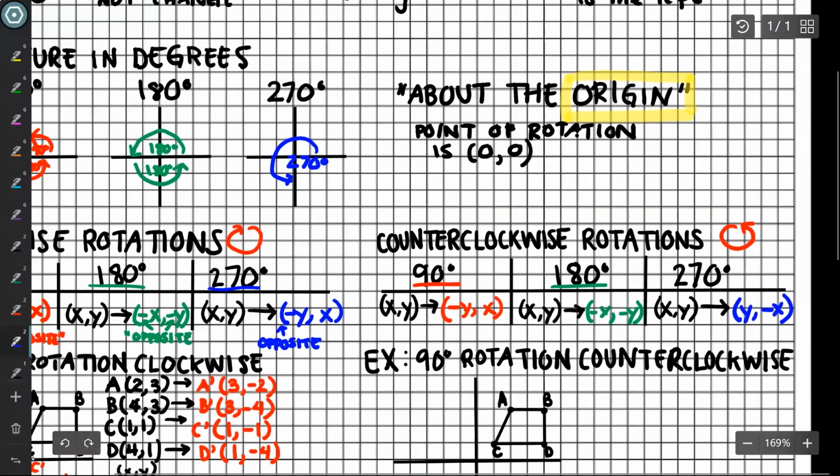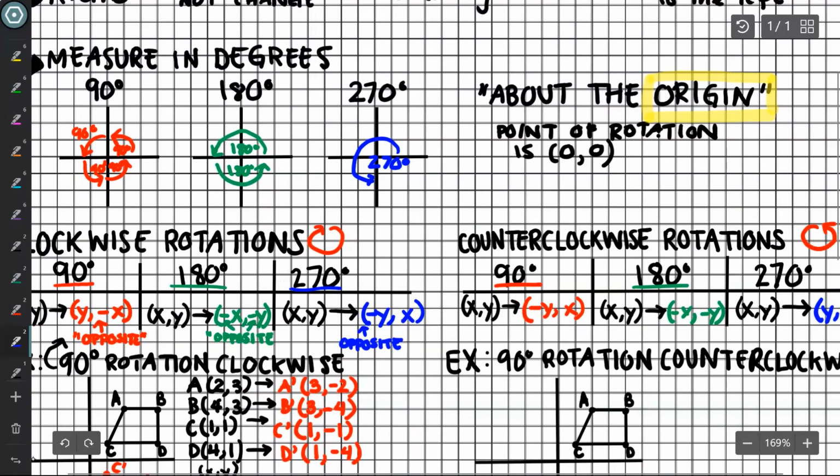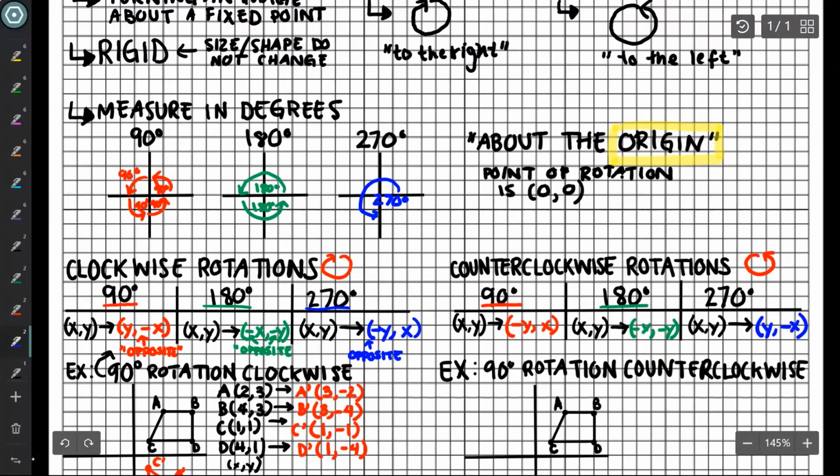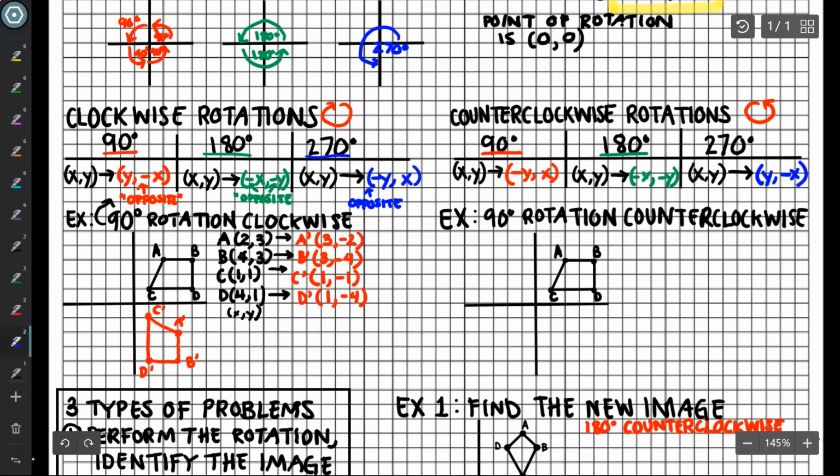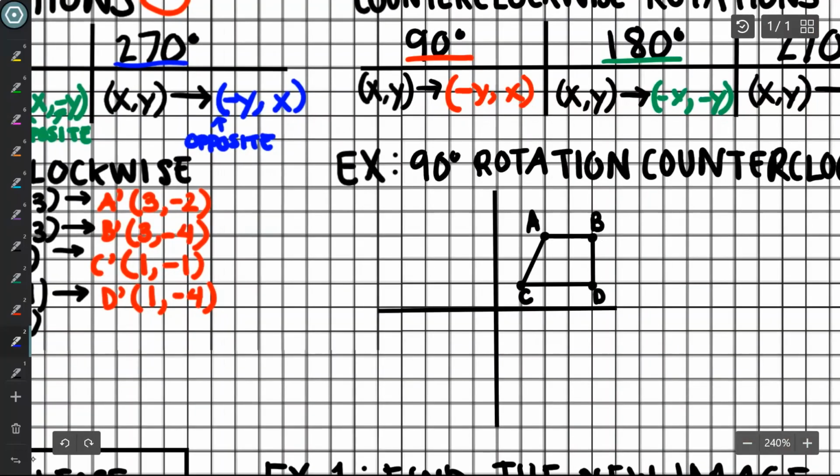I want us to look at these examples really quickly. If we notice, 90 degrees clockwise and 270 degrees counterclockwise have the same rule. 180 has the same rule, whether it's clockwise or counterclockwise. And then 270 clockwise and 90 counterclockwise also have the same rule. So they have what we call an inverse relationship, because they're moving in opposite directions.